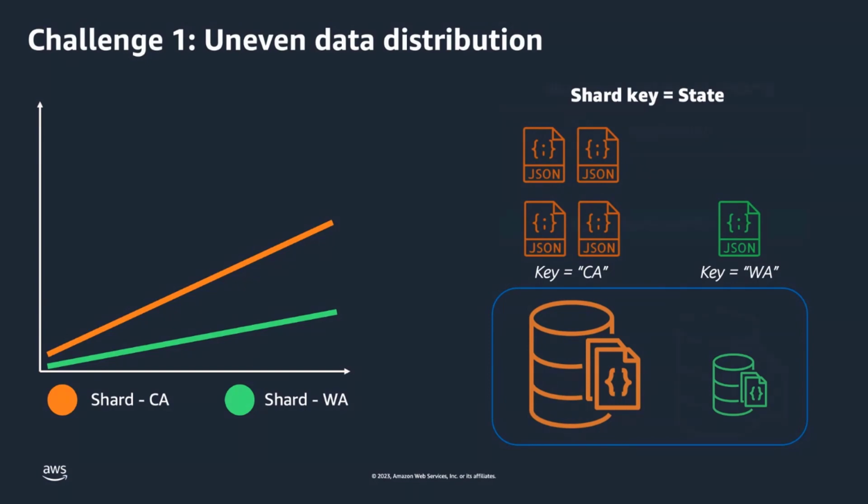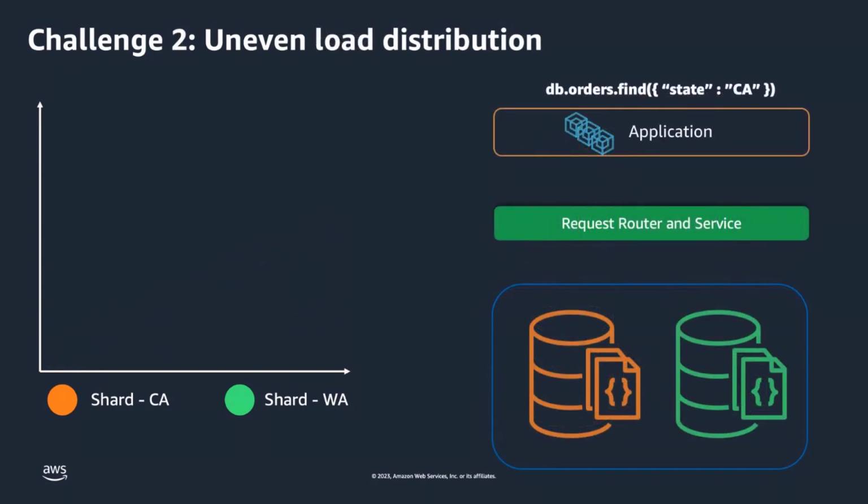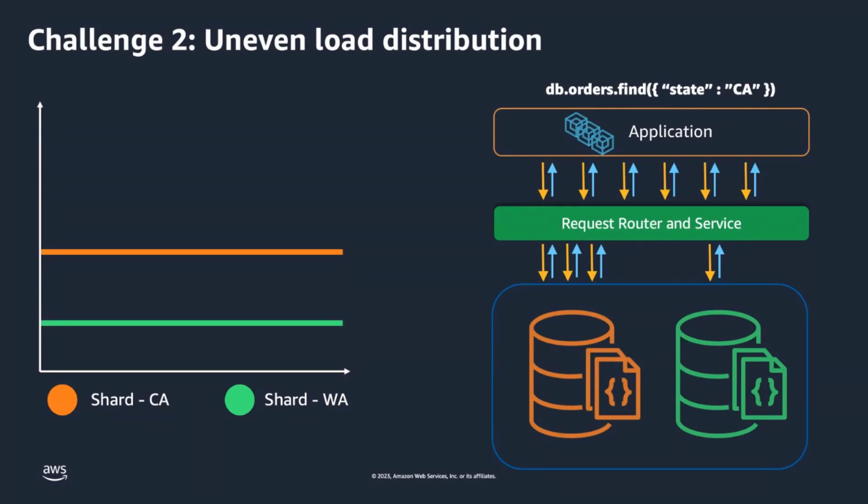Let's look at another challenge. Large data volume on a shard also affects the read and write traffic to the shard. With a growing business in California, the shard with key value as CA would incur more reads, inserts, and updates, generating more traffic to one particular shard. Uneven load distribution would also occur when an even data distribution is present in your Elastic cluster.